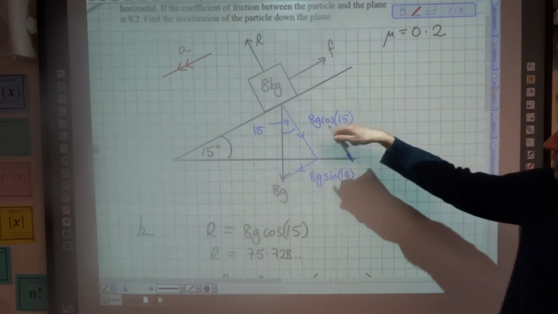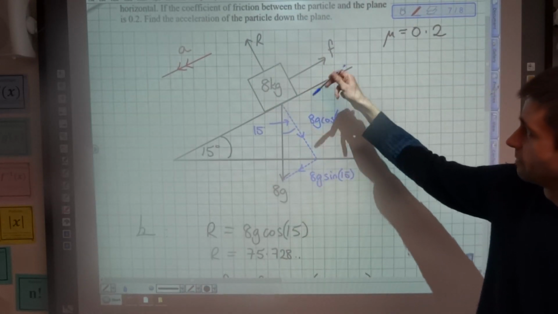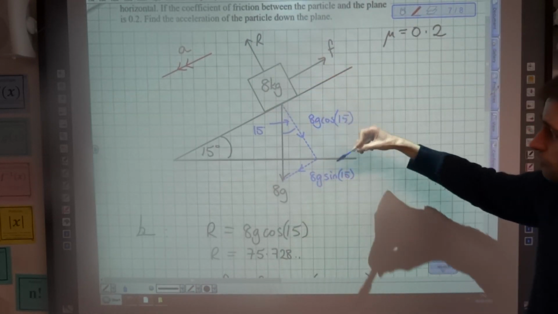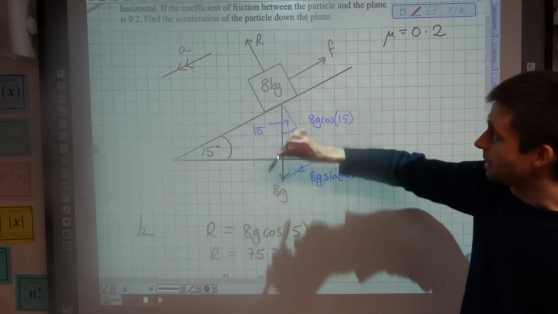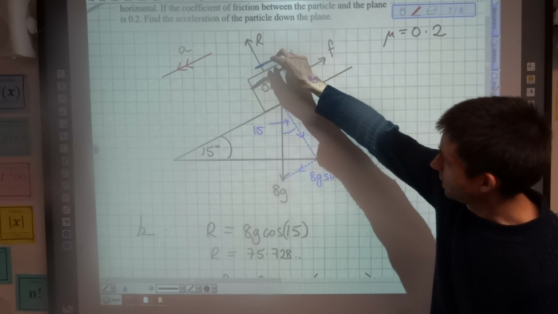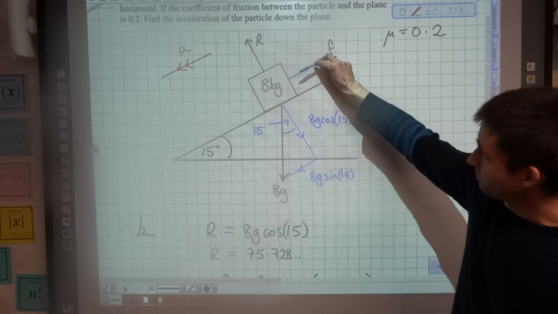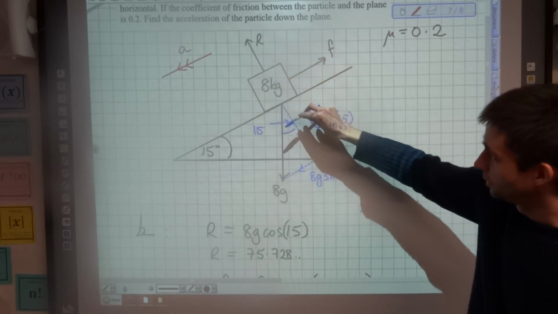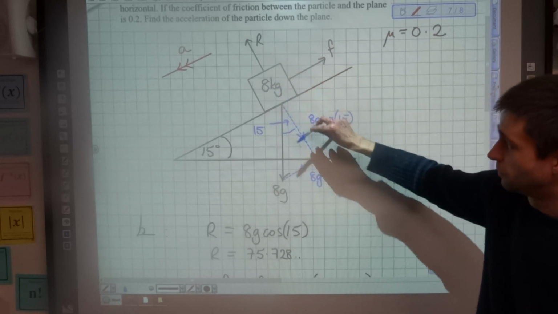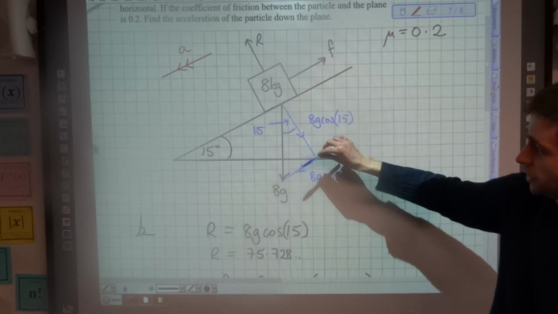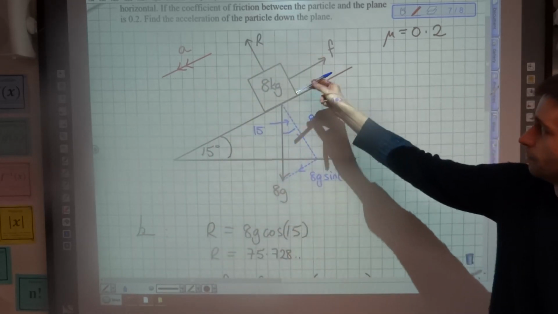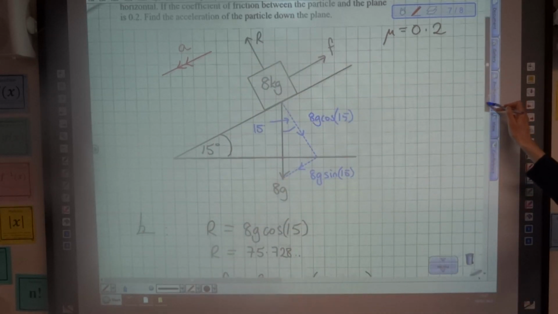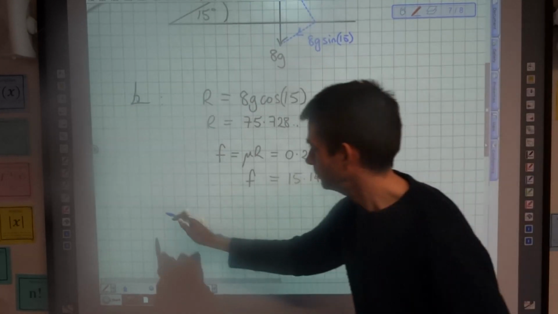Right, once I've done resolving perpendicular to the slope and I've found this value of friction, I'm ready to resolve parallel to the slope to find the acceleration. Now, same again, get your straight edge and slide it so it's parallel to the slope, and every time you hit an arrow, make sure you acknowledge it in your resultant force equation. Now I've got two to think about here. I've got 8g sine 15 in the direction of motion, and I've got friction opposing the motion.